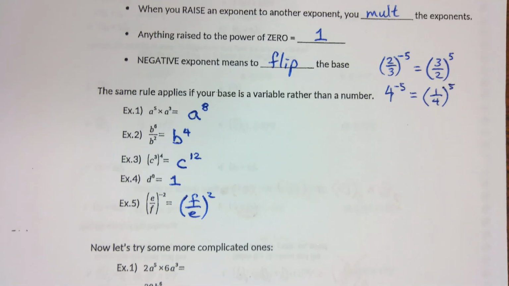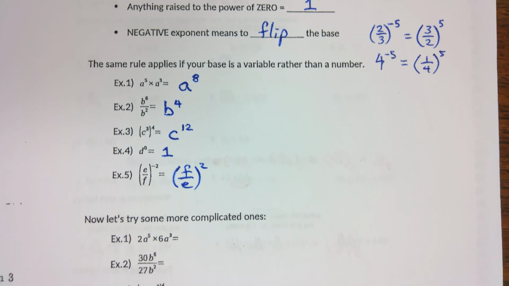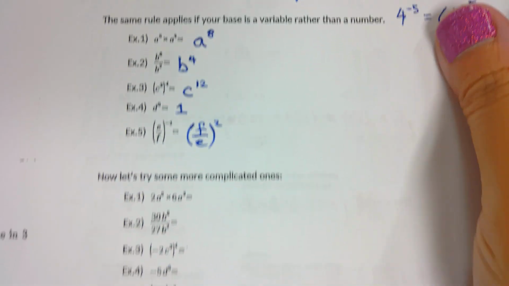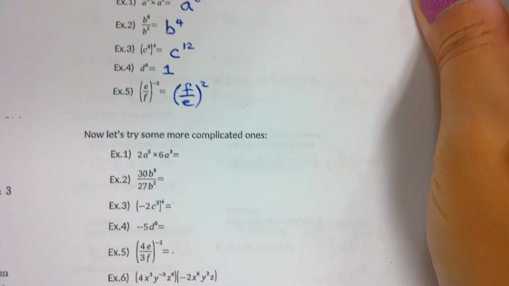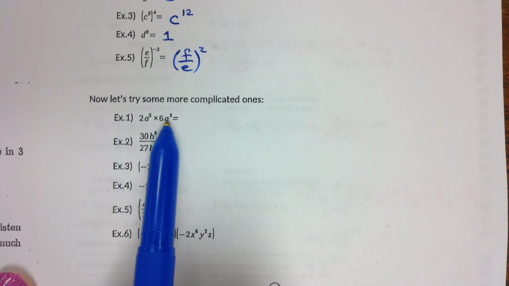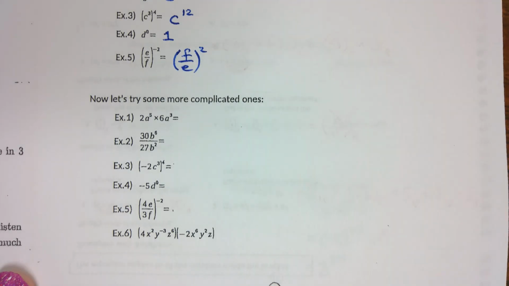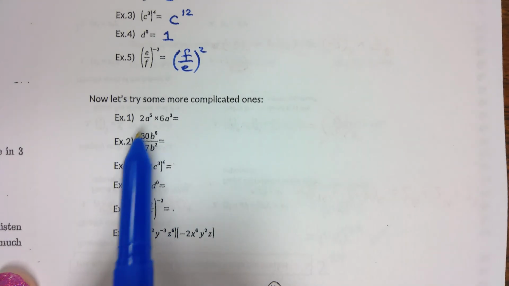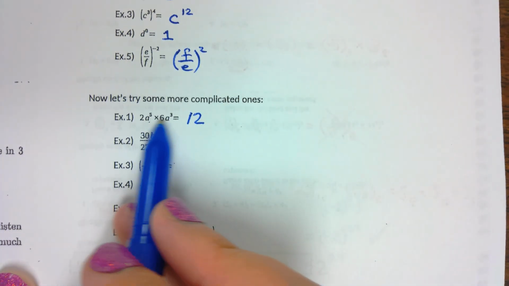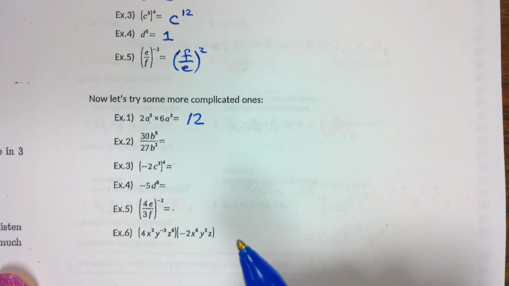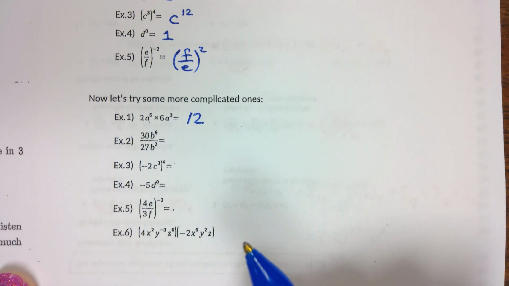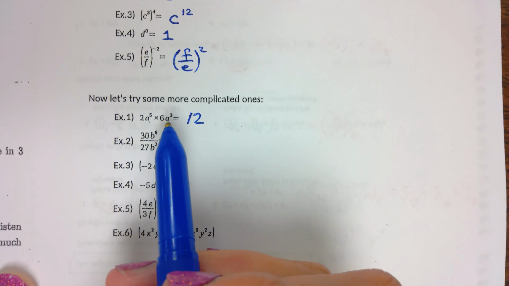Okay, so you see it's the exact same rule as if it was numbers, but now instead of numbers, I used A, B, C, D, E, F. Okay. Let's try a little bit more complicated ones. These ones right here. Okay. When you have a coefficient in front, a number in front, you just multiply it. You just divide it the same way. So the 2 times the 6 gives you the 12. And now I can combine the A's, my base. So what would this one be? Nick. It will be 12.